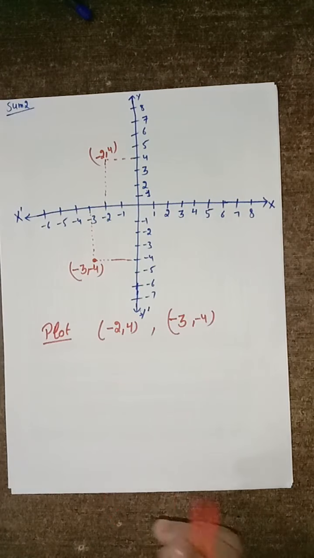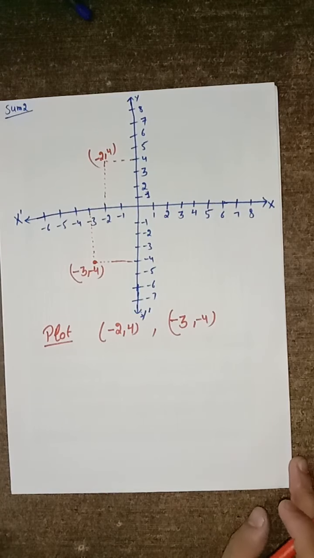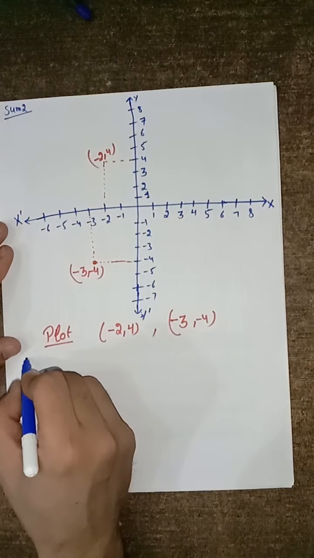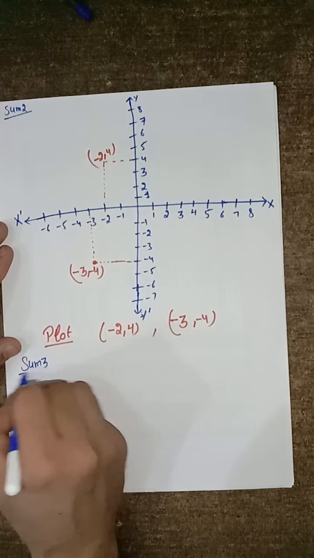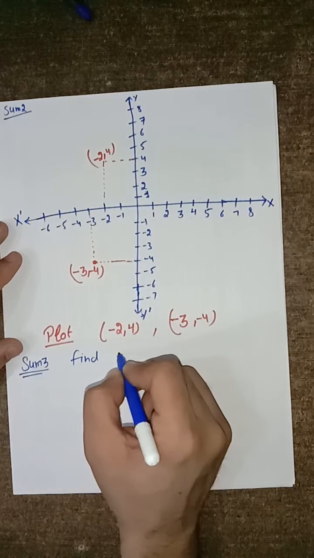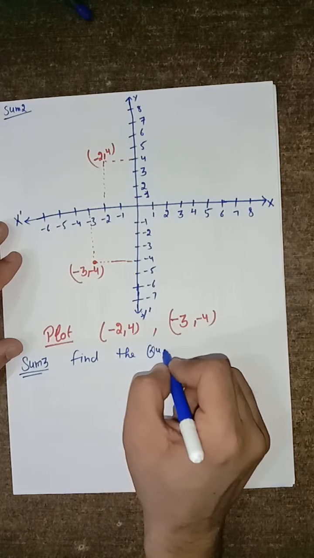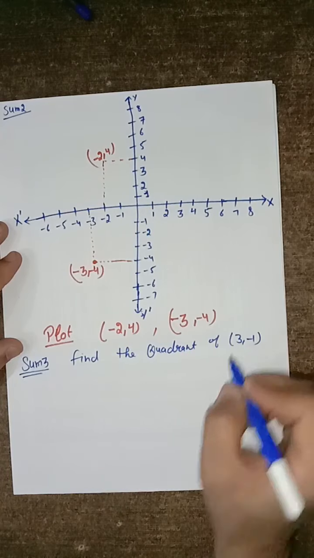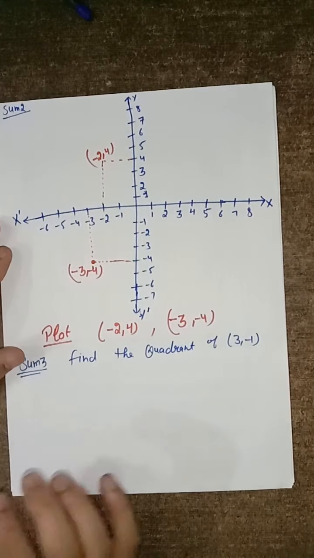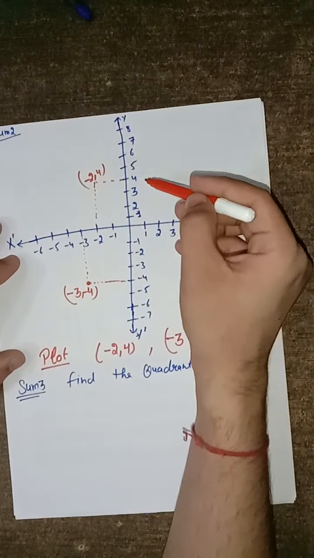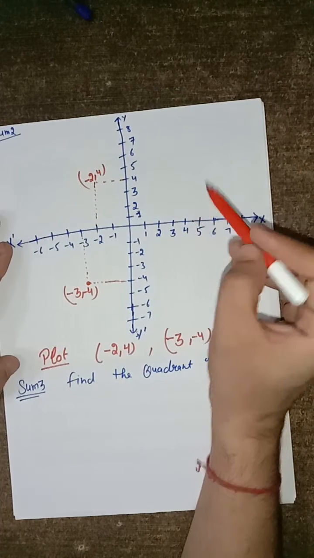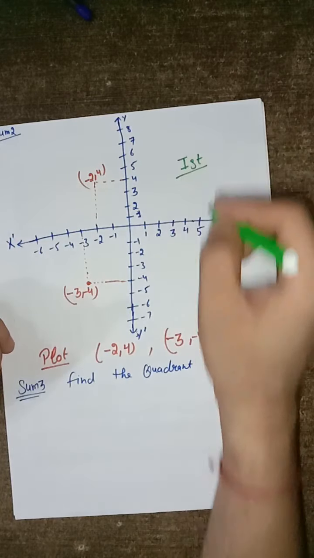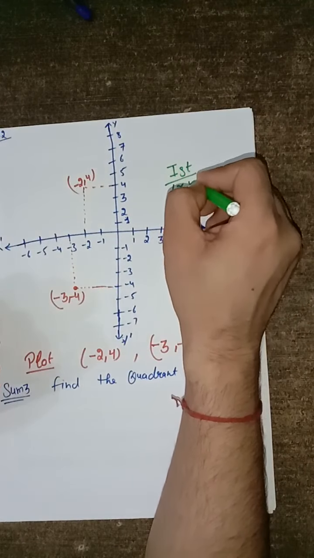Okay, student. Now our third question based on this is find the quadrant of 3, minus 1. We have already discussed that when x-axis and y-axis both are positive, then this is our first quadrant. This is our first quadrant in which x and y both are positive.